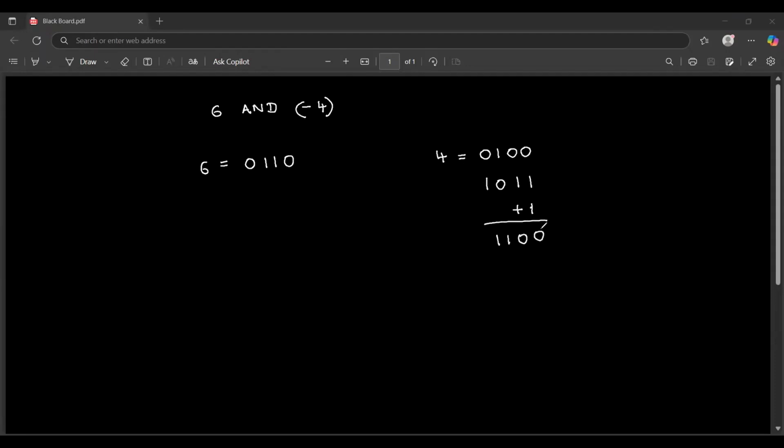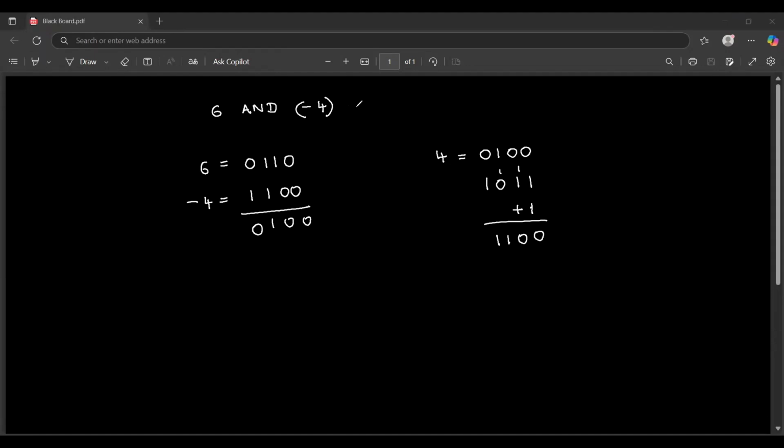Why? 1 plus 1 is 1 0, so you put a 0 and carry a 1. 1 plus 1 is 1 0 again, so you put a 0 and carry 1 here. And it will be 1 1 0 0. So -4 is equal to 1 1 0 0, which means the output will be 0 1 0 0.